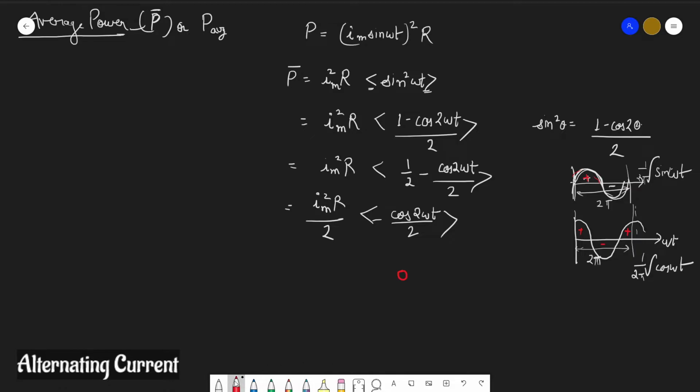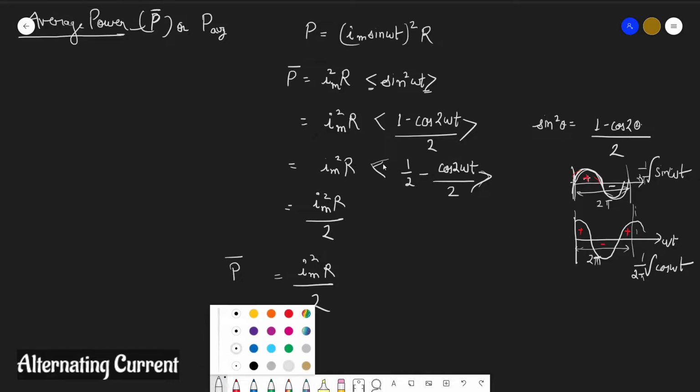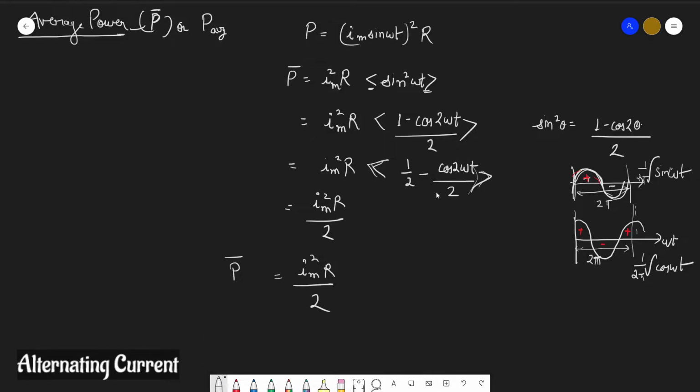So that is why the power expression you will be getting is Im square R by 2, because this is 0. This whole calculation, 1 minus cos 2 omega t by 2, will give you half, so you don't need to write it, it will be more confusing. You find the average of this, the average is 0, you are left with only half, so the average value of power is Im square R by 2.